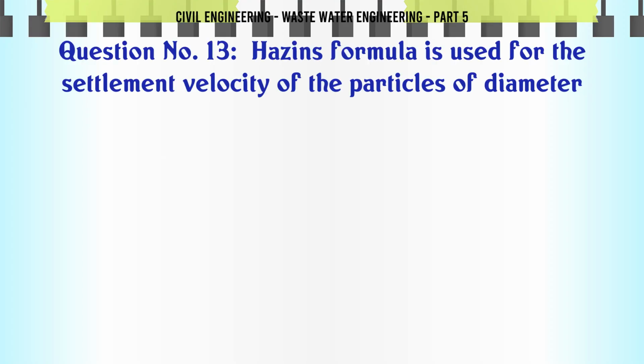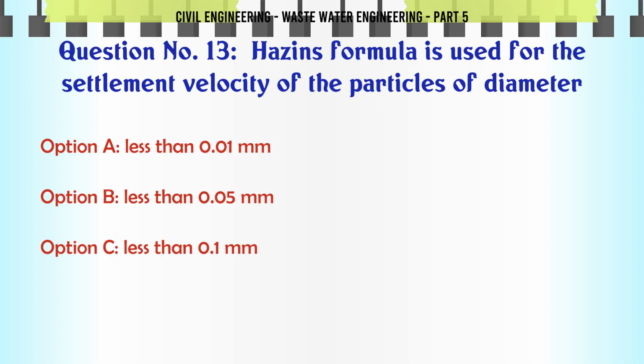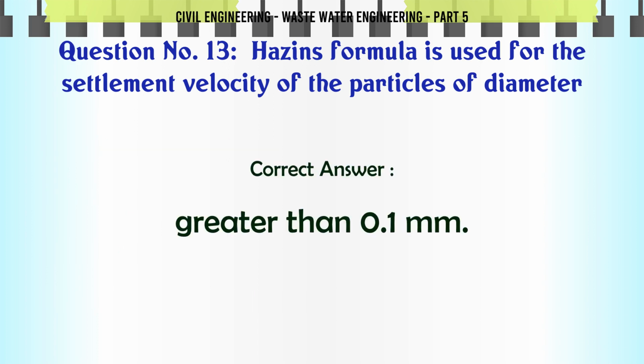Hazen's formula is used for the settlement velocity of the particles of diameter: A. Less than 0.01 mm, B. Less than 0.05 mm, C. Less than 0.1 mm, D. Greater than 0.1 mm. The correct answer is greater than 0.1 mm.